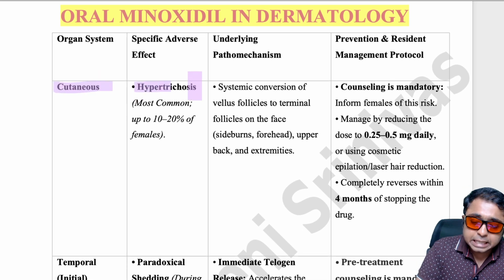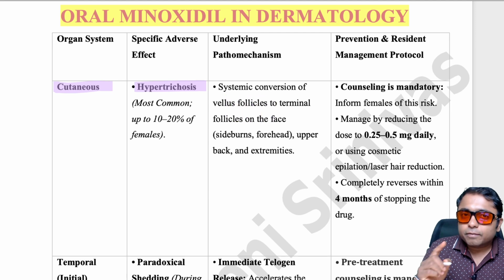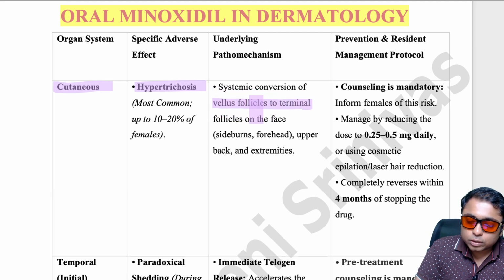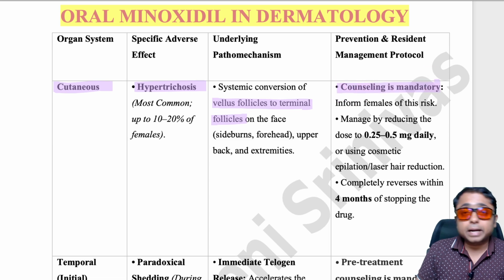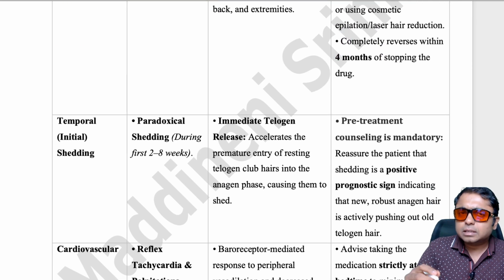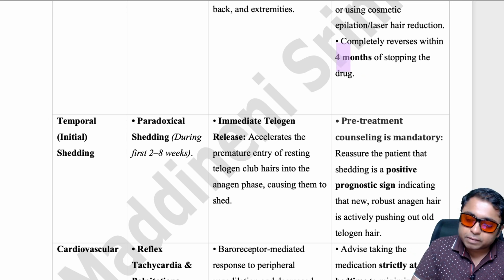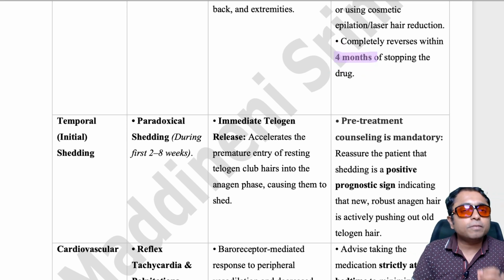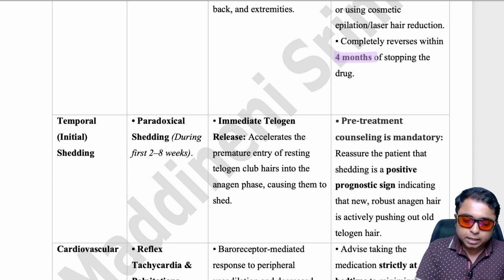So in the cutaneous category, hypertrichosis is the most common adverse effect, with conversion of the vellus hairs into terminal hairs seen, especially over the face. So that's why counseling is mandatory. This I have already told you. And this conversion of the vellus hairs to terminal hairs is going to completely reverse if the medication is stopped, after about 4 months, right?